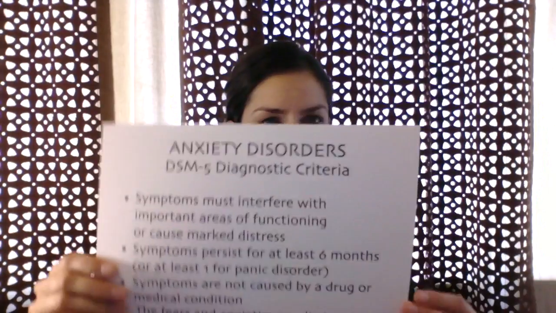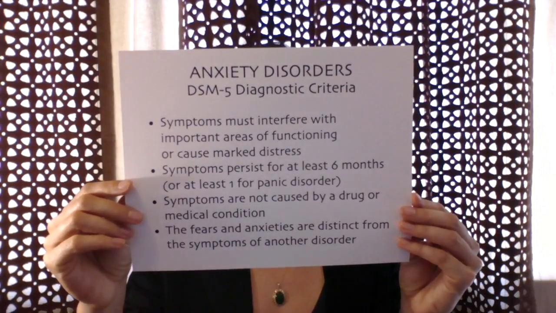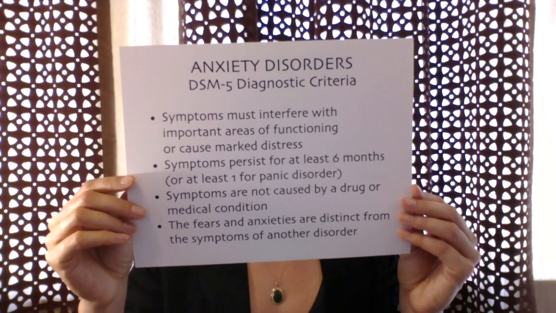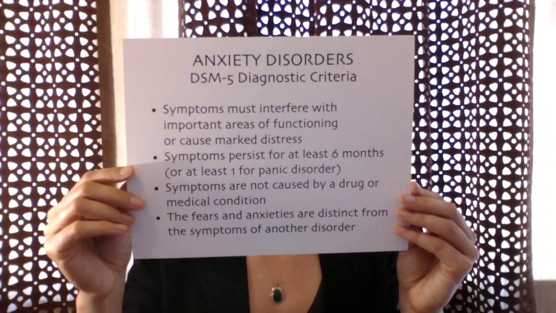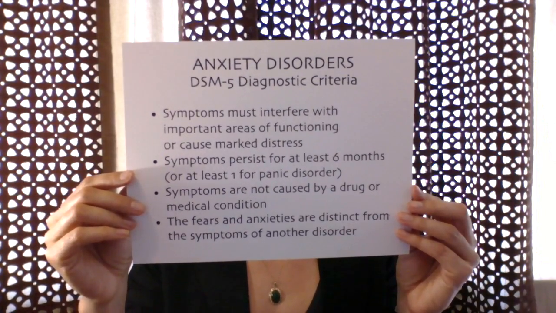For each of the disorders, the same set of criteria must be present for a diagnosis to be made. They are that symptoms must interfere with important areas of functioning or cause marked distress. Symptoms persist for at least 6 months. Symptoms are not caused by a drug or medical condition, and the fears and anxieties are distinct from the symptoms of another disorder. The last 3 appear in the diagnostic criteria for many disorders defined in the DSM-5. They seem obvious but are important to notate. The symptoms for each anxiety disorder are unique and differentiate each diagnosis accordingly.